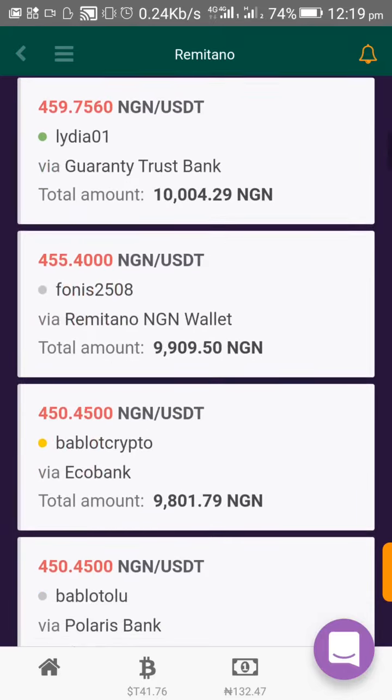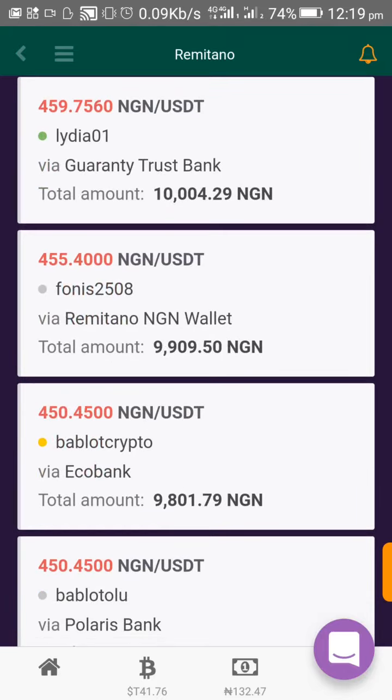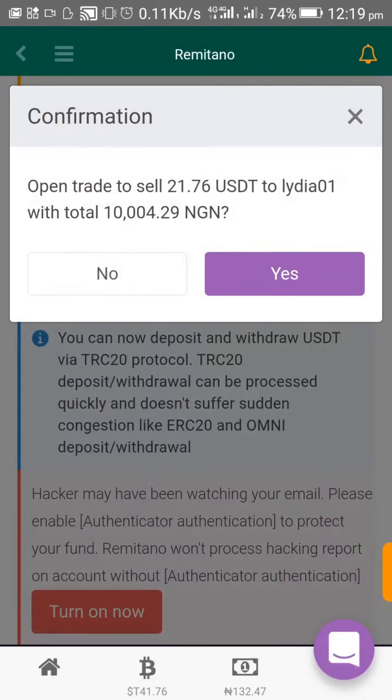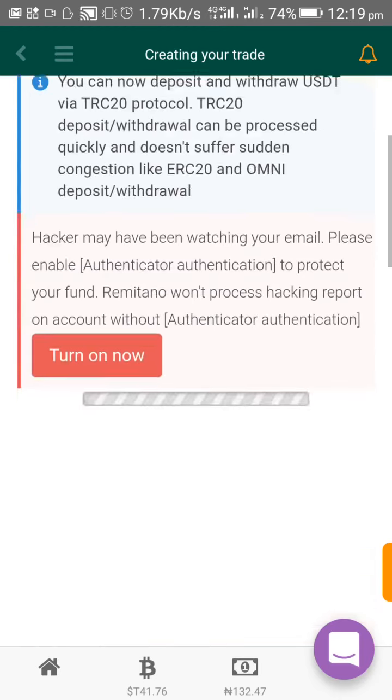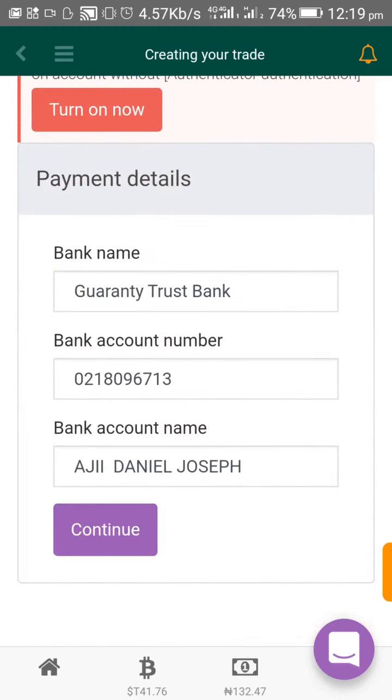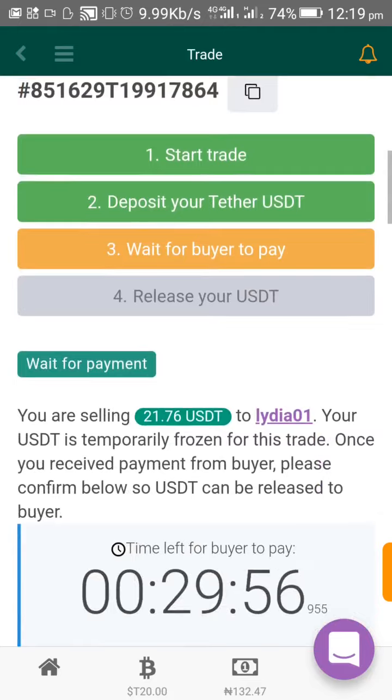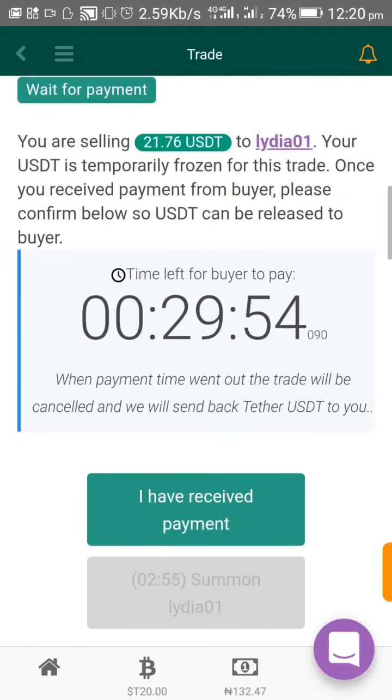Okay, and this time I want to sell it to my... it seems I will get a better amount using transfer. Okay, so I would sell it to my GT Bank, I guess. Yes, since this person is online, sell it to my GT Bank. Okay, yes, I would like to sell to this person, and then you confirm your payment details, continue, and then your trade is open. All you have to do now is wait for the buyer to send you your payments.